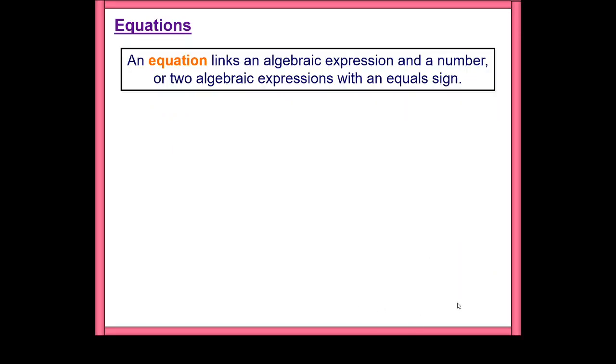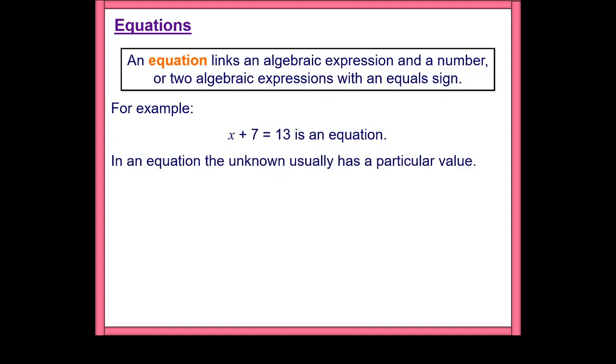Okay, so first of all, let's just check we understand what we mean by an equation. So as it says, an equation links an algebraic expression and a number, or two algebraic expressions, with an equal sign. An example of this might be x plus 7 equals 13. So x plus 7 is an expression linked to the number 13 by an equal sign.